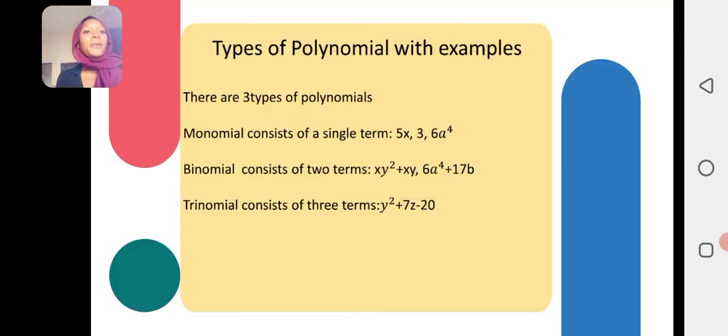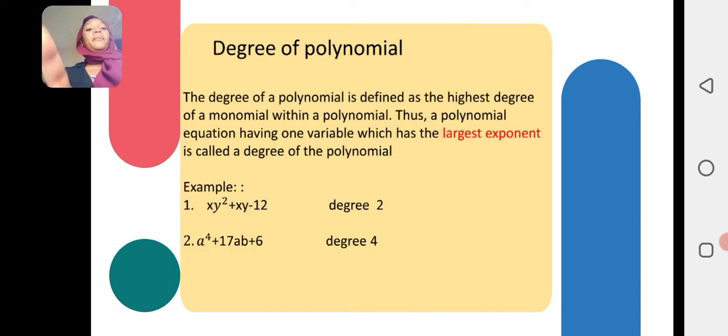Now we move to types of polynomial with examples. We're going to use these examples to show you the types of polynomials we have. We have 3 types of polynomial. We have the monomial, we have the binomial, and we have trinomial. If you can see, the examples are given there. Mono means 1, just consists of a single term, while the binomial is consisting of 2 terms joined together, and the trinomial, 3 terms that are joined together, as you can see from the board.